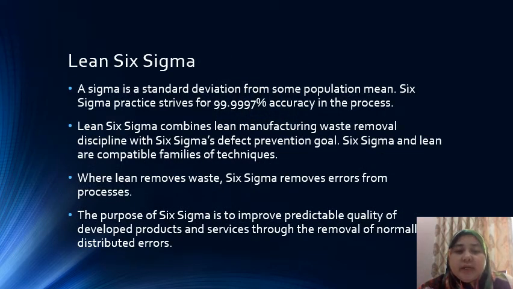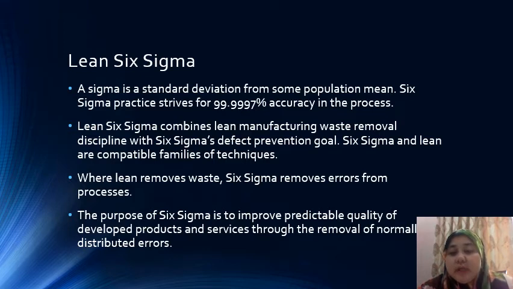So apa yang dimaksudkan dengan Six Sigma is basically, kalau kita belajar statistik, kamu semua belajar statistik kan, a sigma is basically a standard deviation from some population mean. Six Sigma practice strives for 99.99 from 99.97% accuracy in the process. So it's very, very hard. So Lean Six Sigma combines lean manufacturing waste removal discipline with Six Sigma defect prevention goal. Six Sigma and Lean are compatible families of techniques.